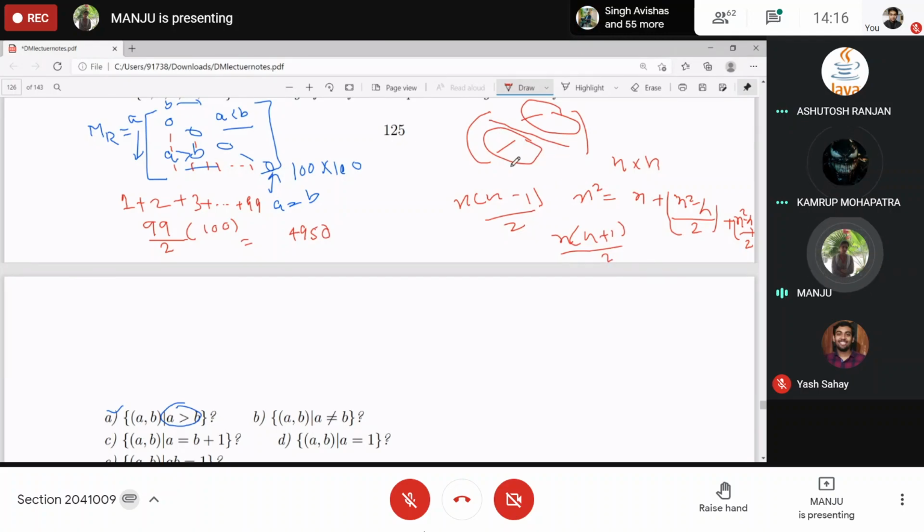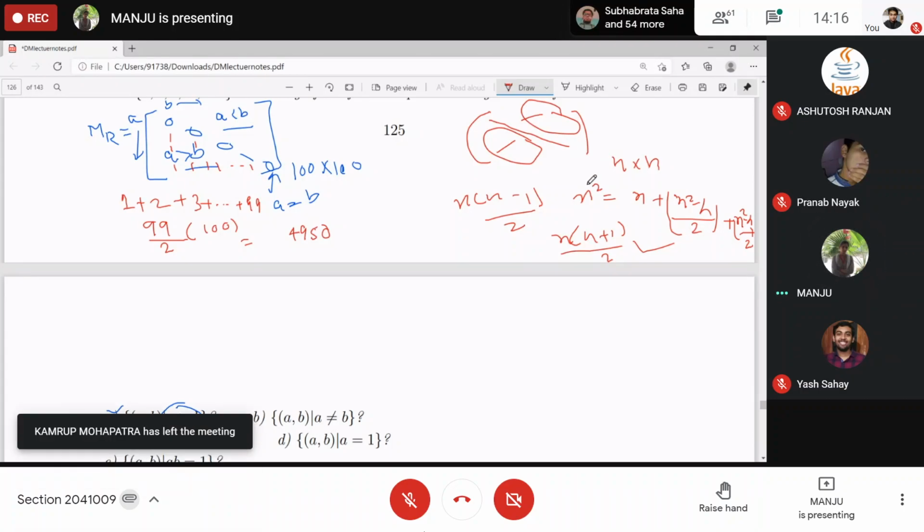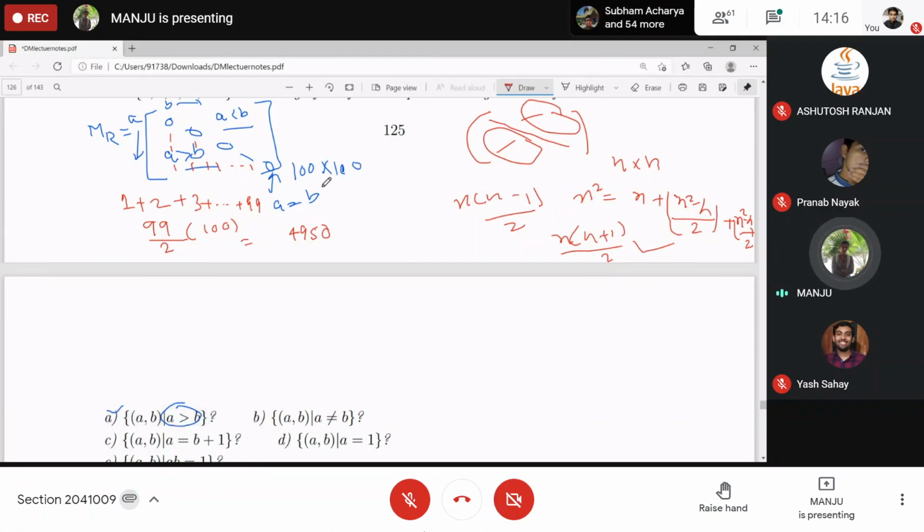So only below diagonal or above diagonal, diagonal included, the number of entries is this one. Total entries n square, except diagonal entries n square minus n. The same for below diagonal, where n is 100. So that is n into n minus 1, 100 into 99 by 2, right? That is coming the same. Clear?